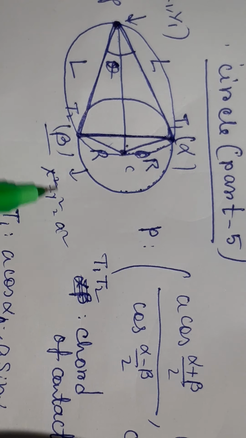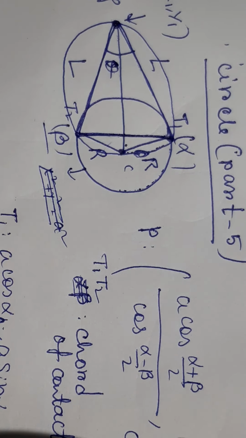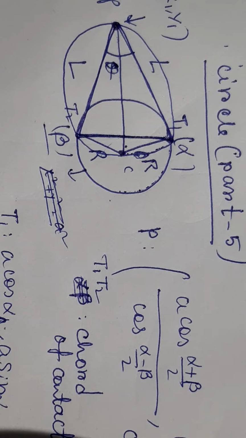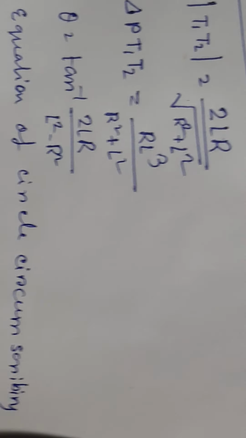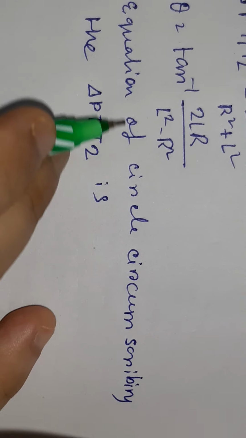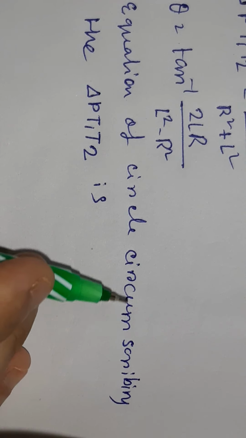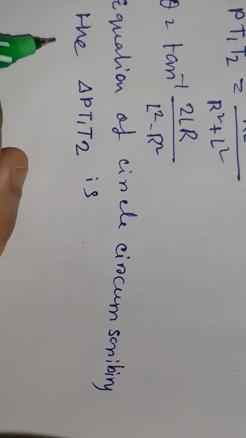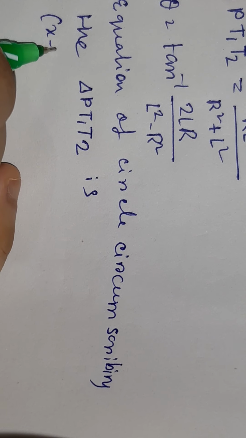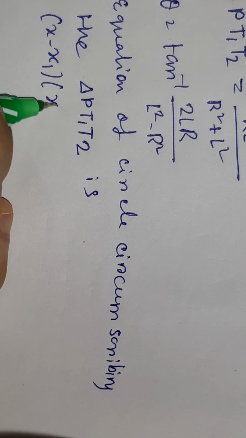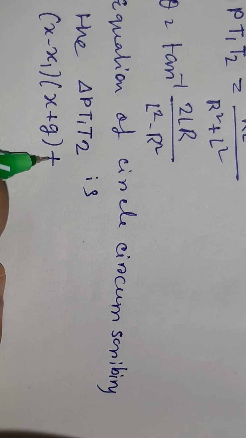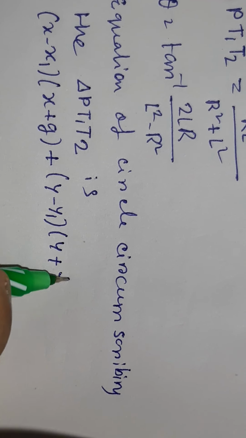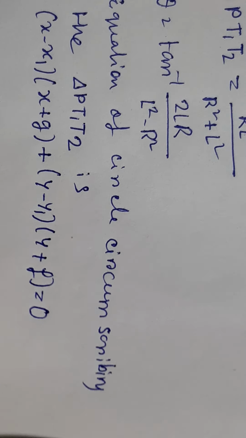not this reduced form, but take it in the general form. This circle is nothing but x square plus y square plus 2gx plus 2fy plus c equals 0. Then the equation of the circle circumscribing the triangle PT1 T2 will be (x minus x1) into (x plus g) plus (y minus y1) into (y plus f) equals 0. Okay, thank you.